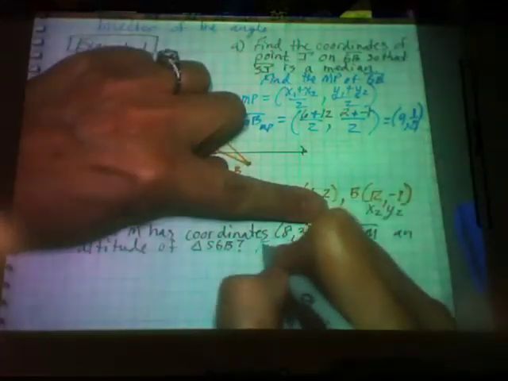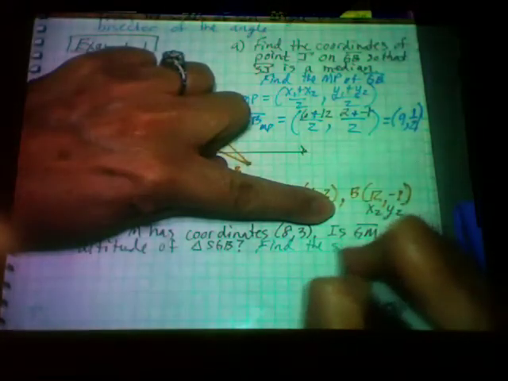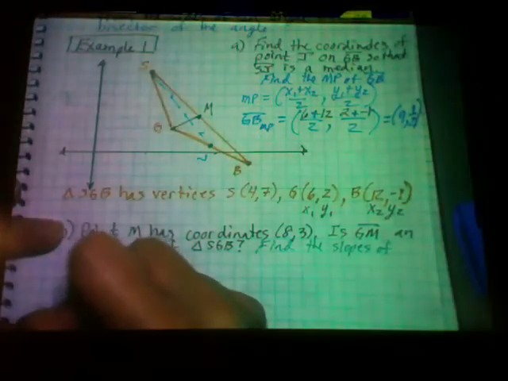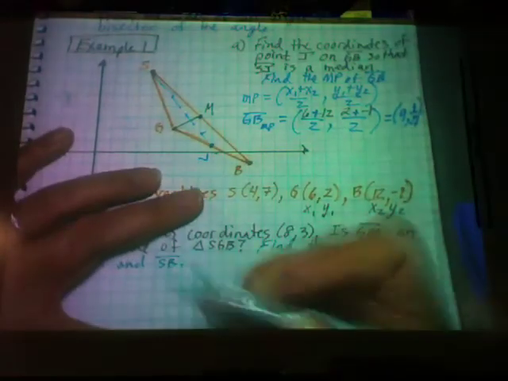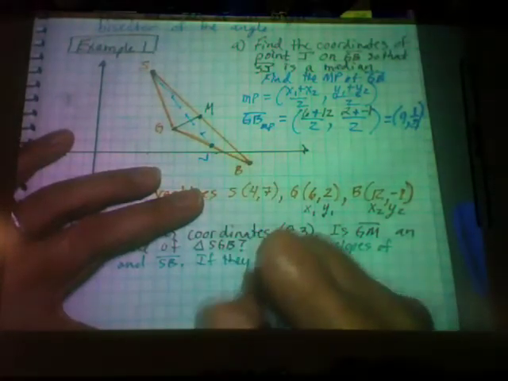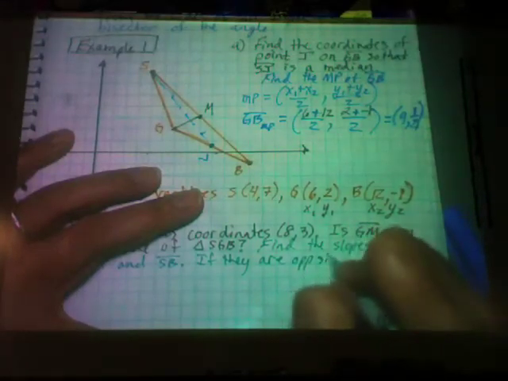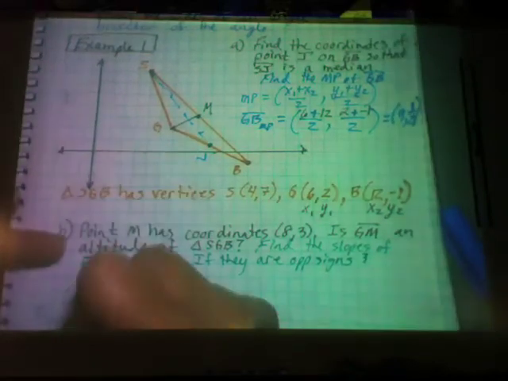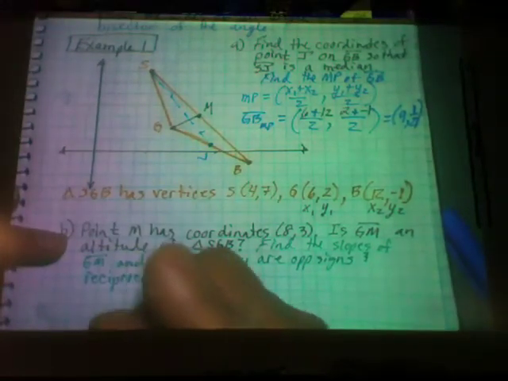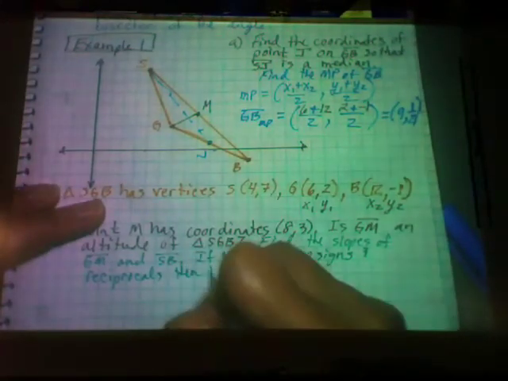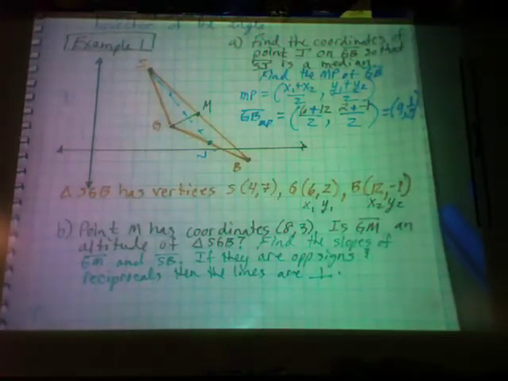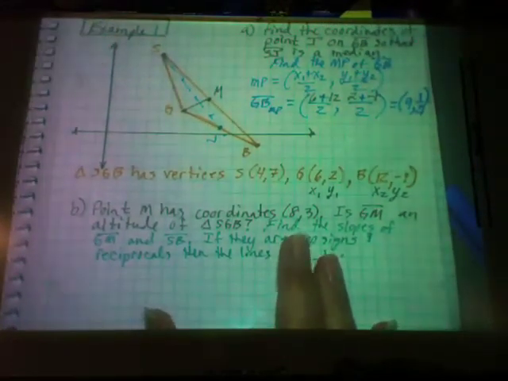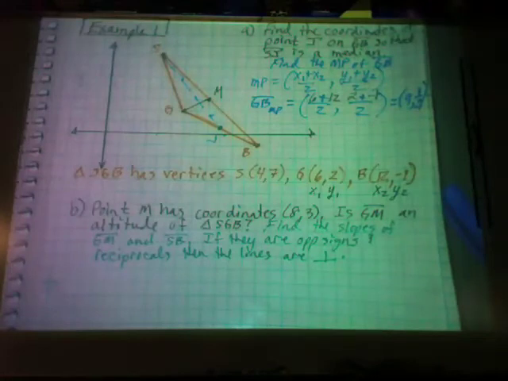So here's your job. You need to find the slopes of segment GM and segment SB. If they are opposite signs and reciprocals, then the lines are perpendicular. Okay? So let's go ahead and find the slope of those two lines. You could use the slope formula, couldn't you? I know it's low, but I'm trying to keep the picture in there as well. Couldn't you use the slope formula?